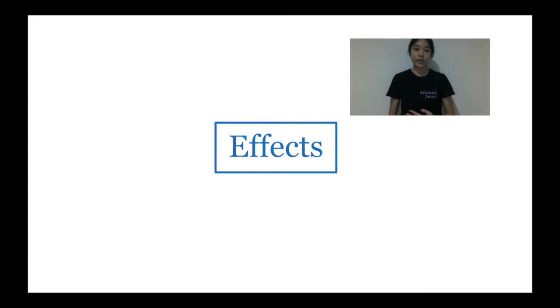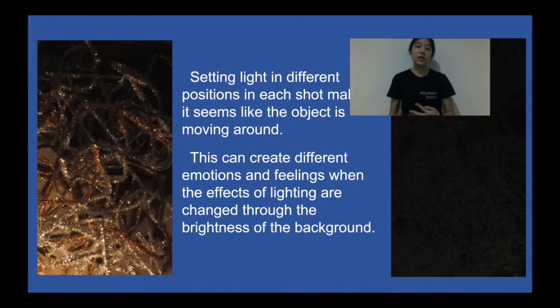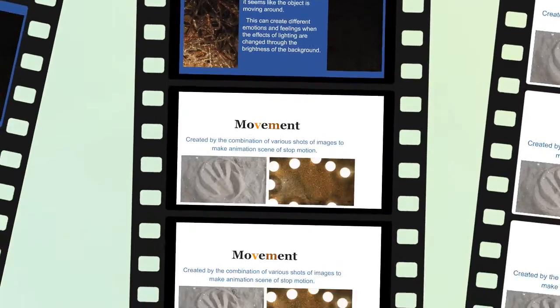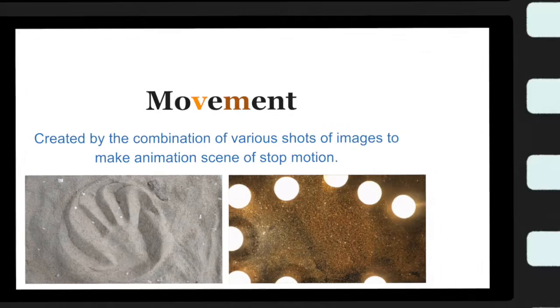And for the effects of this music video, they set the light in different positions in each shot, which makes it seem like an object is moving around, and this can create different emotions and feelings when the effects of lighting are changed through the brightness of the background. And for the movement of this video, it is stop motion, so it is created by the combination of various shots of images to make an animated scene.